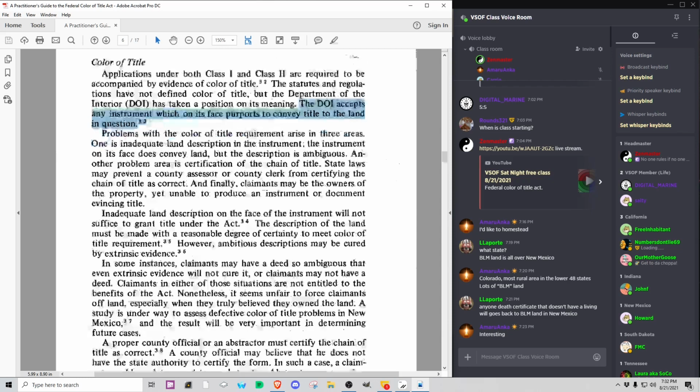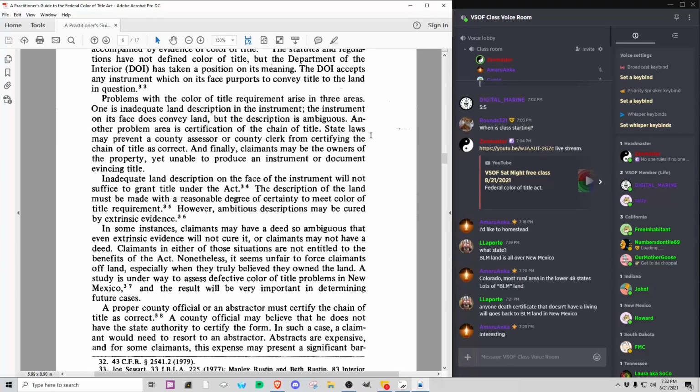Right. Problems with color of title requirement arise in 3 areas. Well, I'd say more than 3, but let's see what they're talking about. One is inadequate land description in the instrument. Well, that would qualify. The instrument on its face does convey land, but the description is ambiguous. Okay, fine. Another problem area is certification of the chain of title. Right. Well, certification and also authentication and acknowledgement.